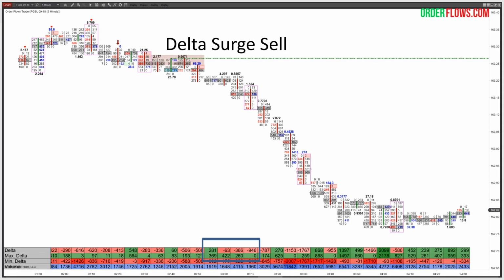Again, delta surge. This is a 5-minute chart here. You can see it, positive 281, minus 63, minus 366, minus 946. You're talking a move from the 163.10 area down into the 162.80 area, again in the bunds. And this is a move with no pullback back up here to retrace this area before the market sells off. It's just straight down. Those are the trades that you like to get as a trader.